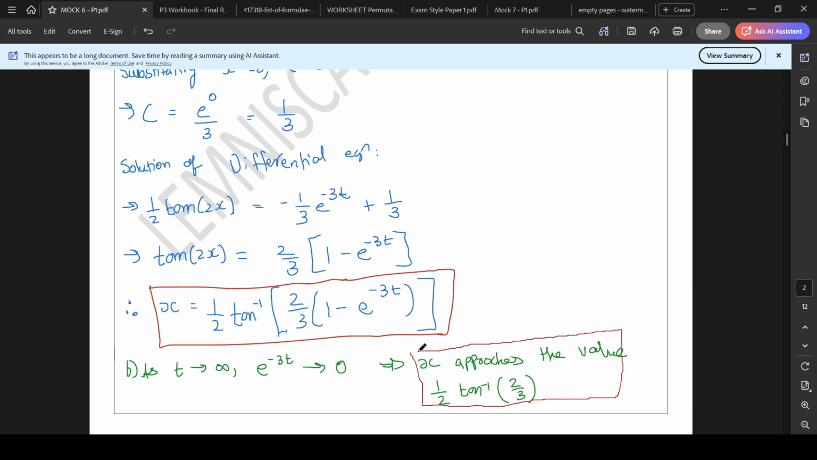Your x is not exactly equal to half tan inverse of 2 by 3 because this will never reach 0. It will reach approximately equal to 0. So yes, this is our final answer that x approaches the value of half tan inverse of 2 by 3.